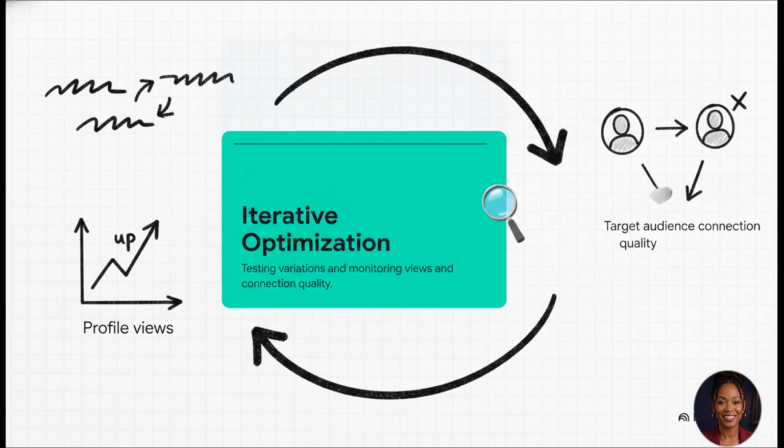So how do we know if your new headline is actually working? Well, you treat it like a scientific experiment. We call this iterative optimization. What I want you to do is write out 2 or 3 variations of your headline using the formulas we just went over. Put one up on your profile, and then for the next 2 weeks, just watch your analytics. Are your profile views going up? Are the connection requests you're suddenly receiving actually from your target audience? Use that data feedback to find the absolute best, most effective version of your professional pitch.